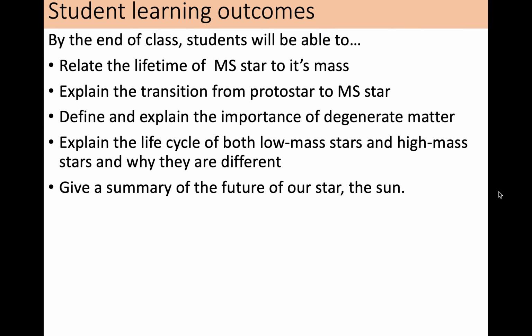So we'll be thinking about the transition out of the main sequence, and we will introduce degenerate matter, what that means, why it's important. We'll look at the different life cycles of a low mass star versus a high mass star and why they're different. And we're going to look specifically at the future of our star, the sun.